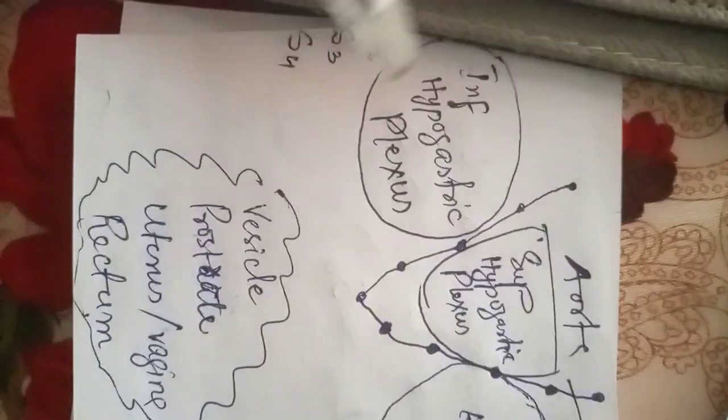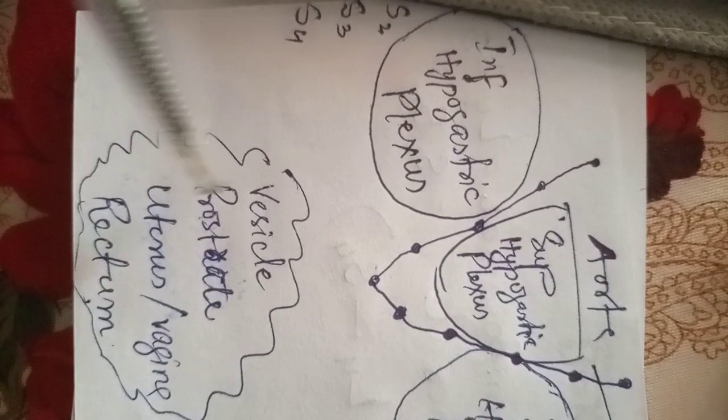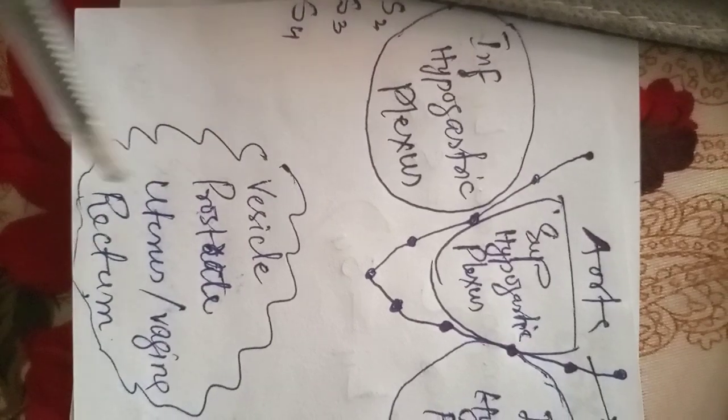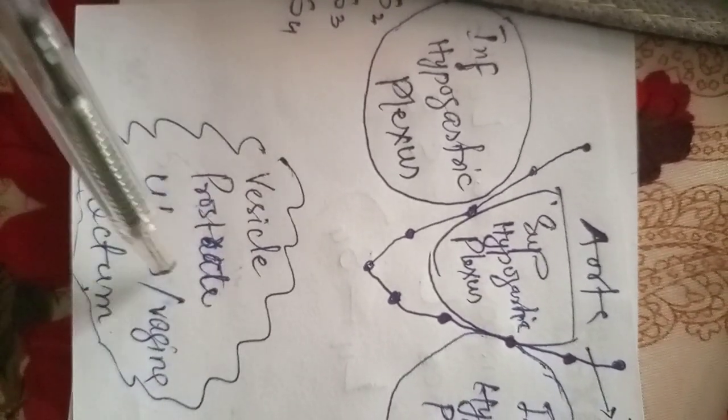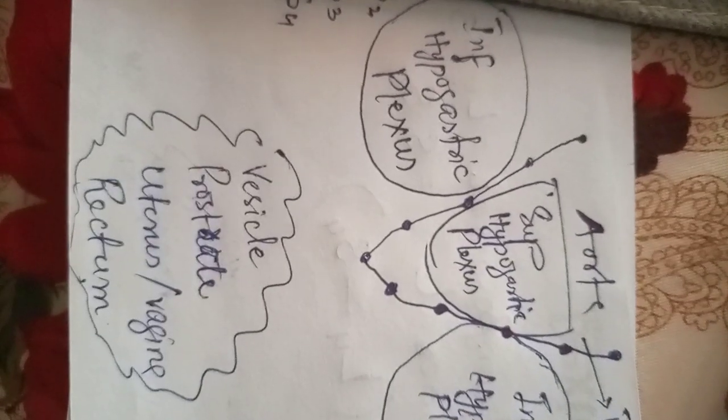leg. Now the organs of the pelvis and perineum have some plexuses like the vesical plexus, prostatic plexus, uterovaginal nerves, and rectal plexus, which supply the pelvic and perineal organs.